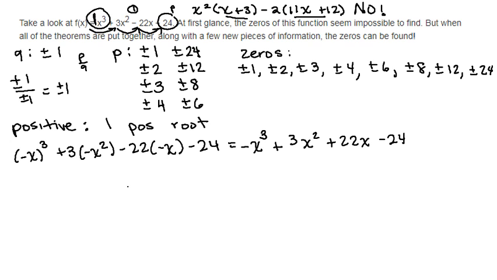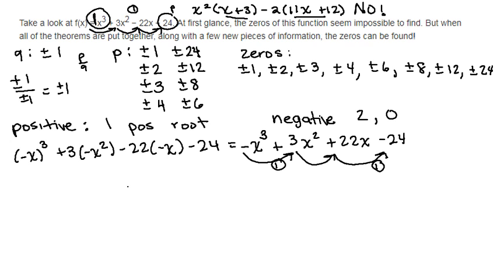And then we'll check for the sign changes here. I'm sorry, this is negative and becomes positive, that's one sign change. Then it stays positive, and then it's positive and becomes negative, so that's another sign change. So that's two sign changes total. So for the negative roots, we can have either 2 or we can have none.